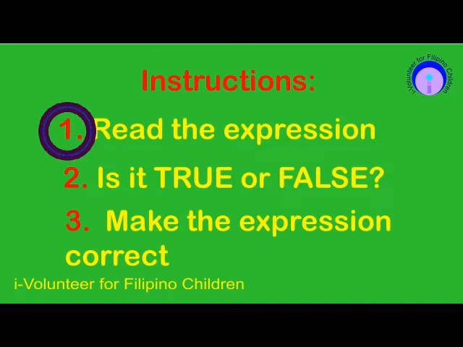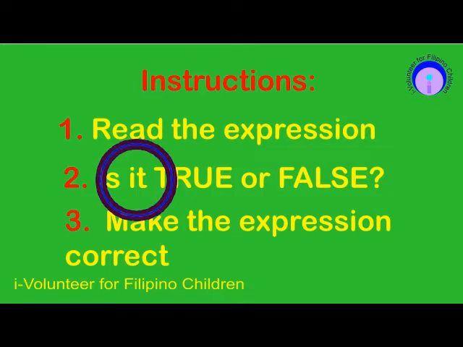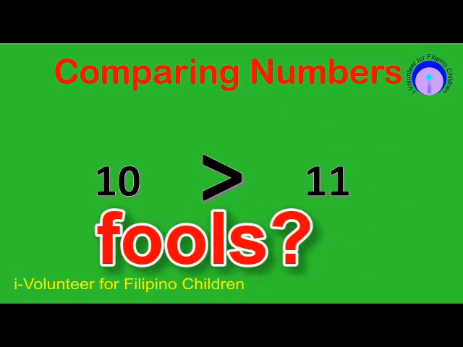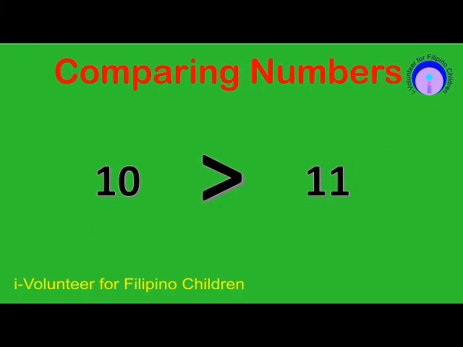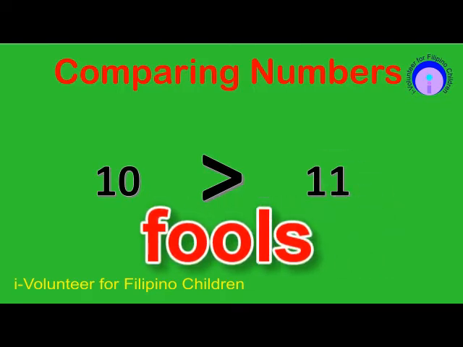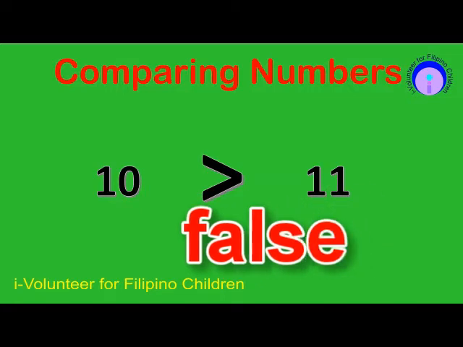Number 1. Read the expression. Number 2. Is it true or false? The pronoun "it" refers to the expression. The answer is false. The correct answer is... It should be answered as "the expression is false." Remember, magkaiba ang fools sa false.